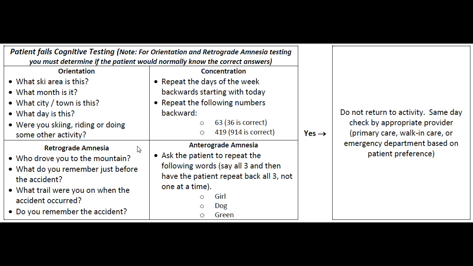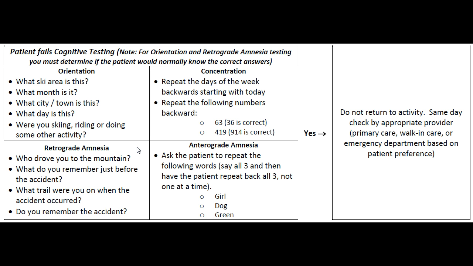You want to assess for amnesia. You want to assess for retrograde amnesia and anterograde amnesia. So for retrograde amnesia, who drove you to the mountain? What do you remember just before the accident? What trail were you on when the accident occurred, and do you remember the accident? That all gives you information about what they recall immediately around the accident, and also back to earlier in the day or whenever it was they arrived, with the question about who drove you to the mountain.